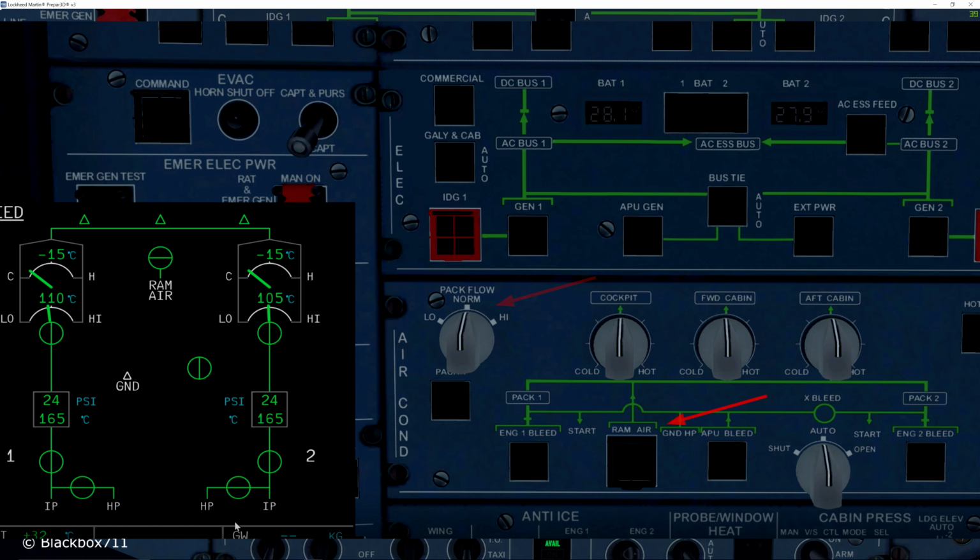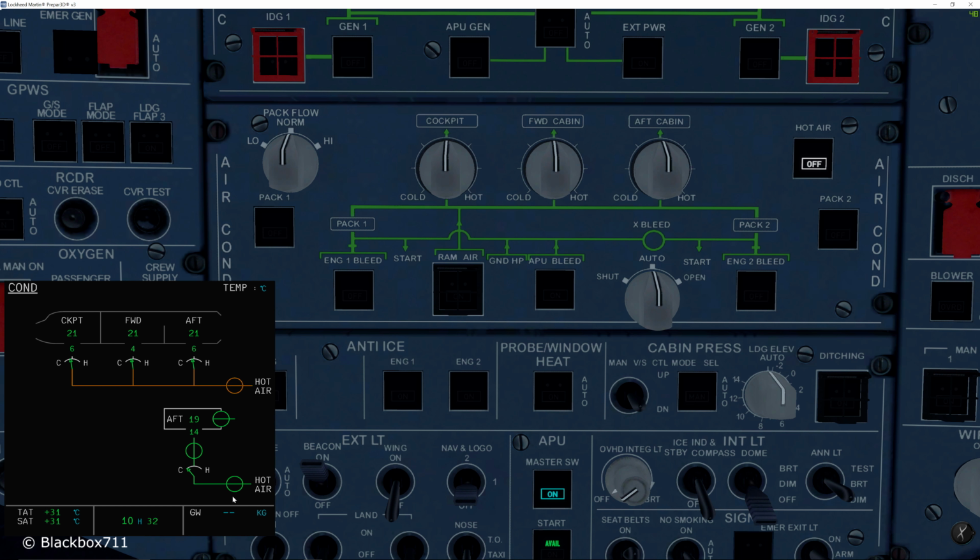The last switch I would like to talk about is the ram air push button, and this actually activates a little ram door on the left lower side of the fuselage. Now this push button is only to be used in an emergency, and you have to be careful because the differential pressure has to be less than 1 psi.